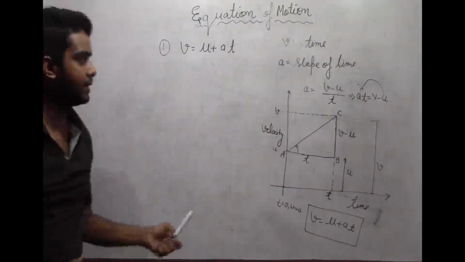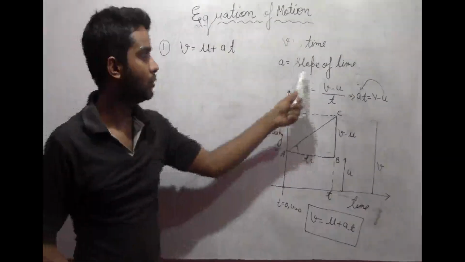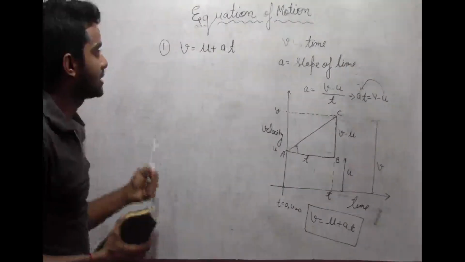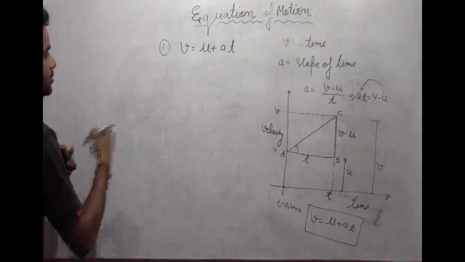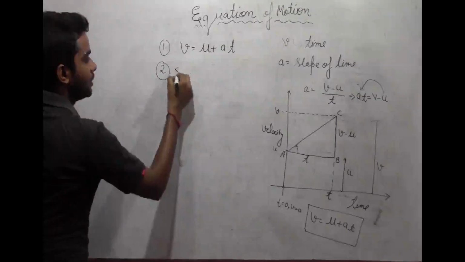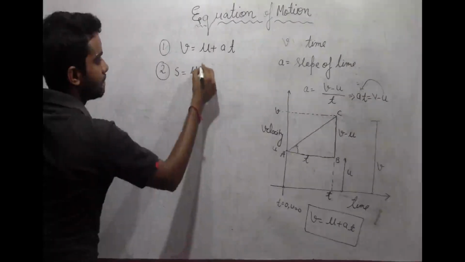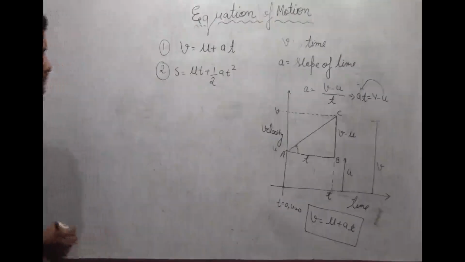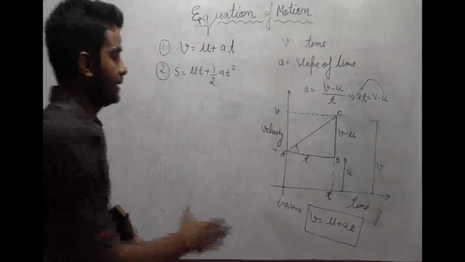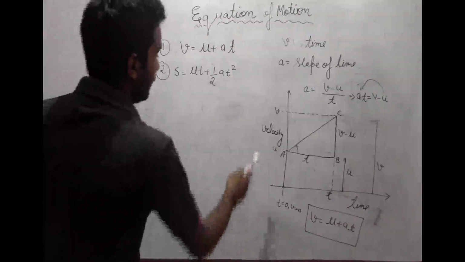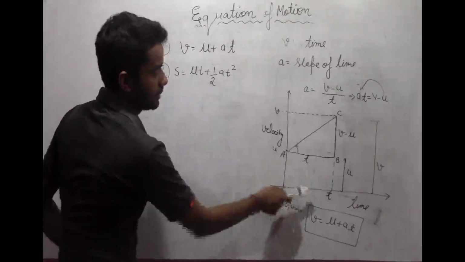What is the slope concept? In the velocity time graph, the slope of a given line will give you acceleration. Now come to the second equation of motion. What is the second equation of motion? Your second equation of motion is s is equal to ut plus half at square. Now by this graph, how can you derive s is equal to ut plus half at square? You know it very well from the velocity time graph.